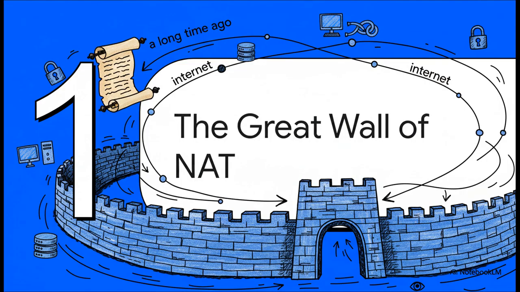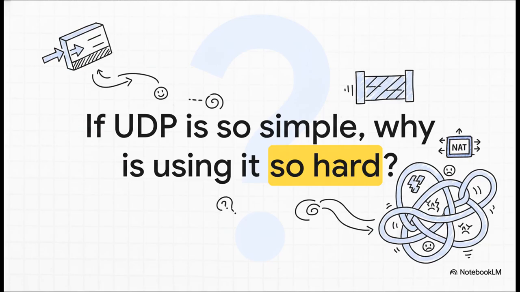You know, for a while, back on the early internet, this all worked just fine. This minimalist approach was great. But then the internet exploded in popularity, and we ran headfirst into a problem that changed everything for UDP. This brings us to the main villain of our story, the Great Wall of NAT. And this really gets to the heart of it all. If this protocol is so wonderfully simple, why is it so ridiculously hard to build real-world applications with it? The answer, in 3 letters, is NAT.